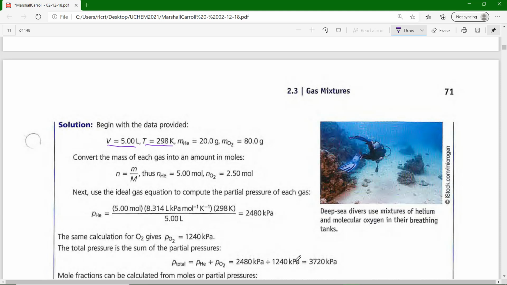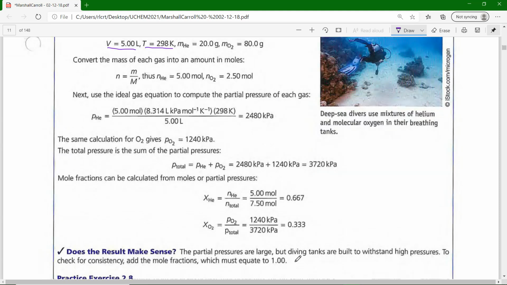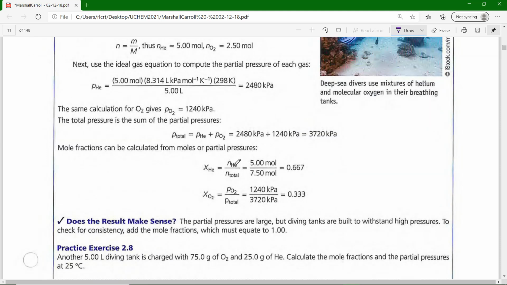Okay? Now I can get the mole fraction. The mole fraction of helium is the moles of helium over the total number of moles. So 5 out of 7.5 is 0.667. And for oxygen, 1240.